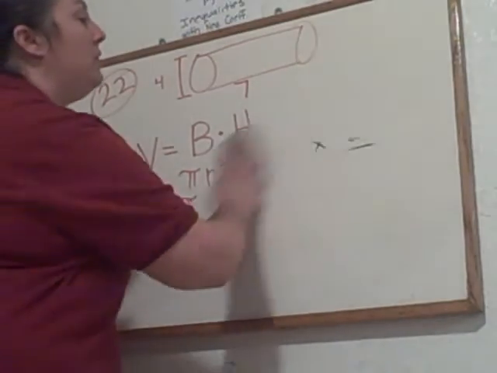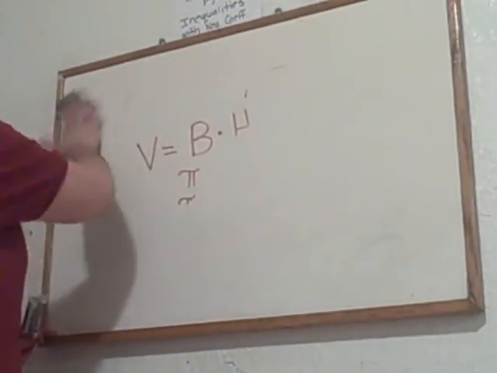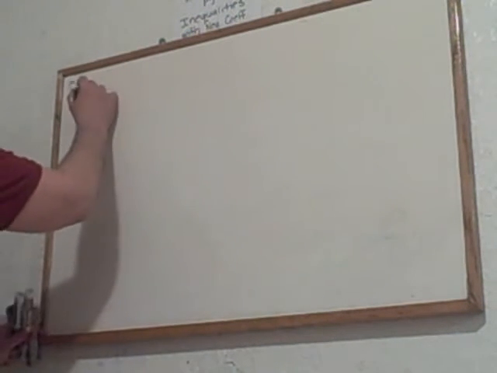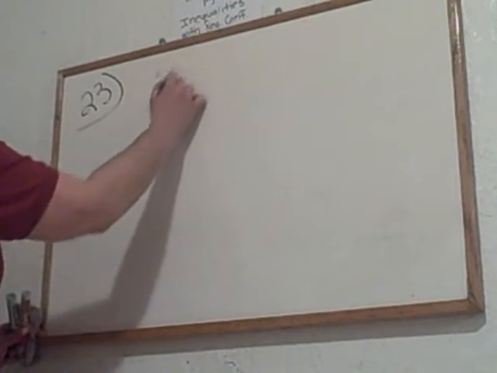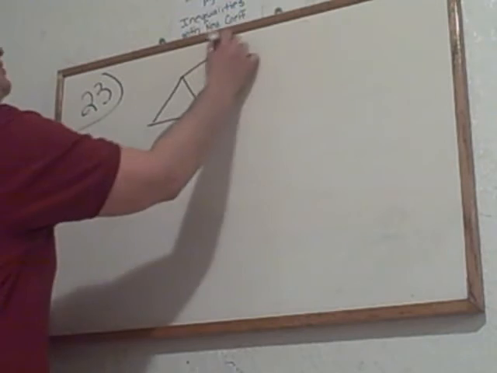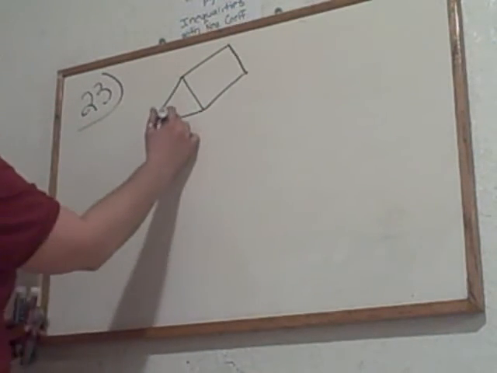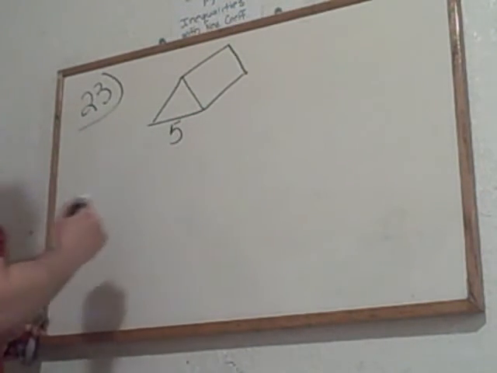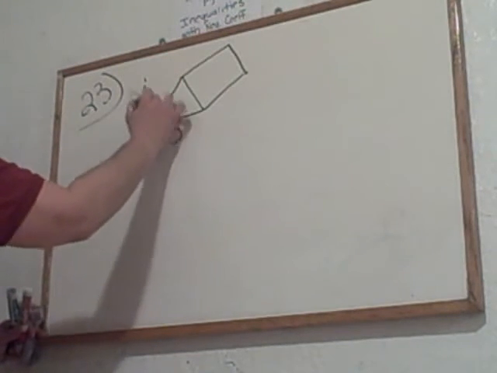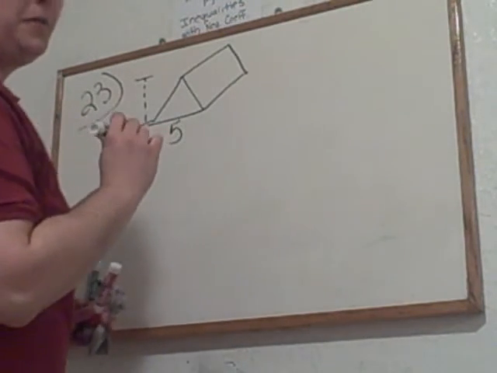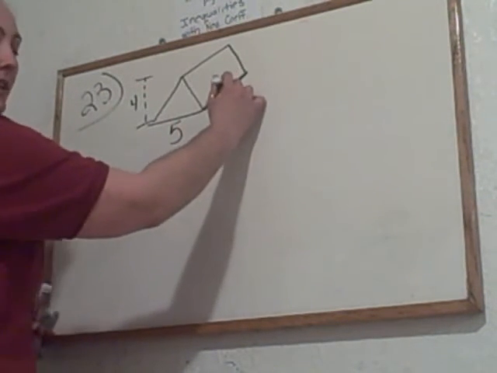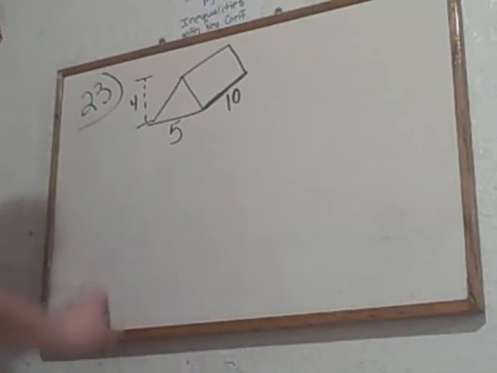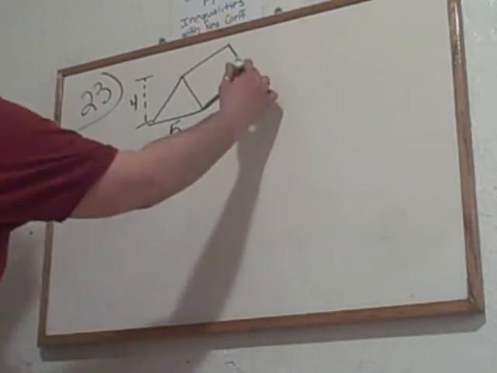The last example is number 23 that we'll do together. It presents us with a triangle prism. The triangle that is given to us has the dimension of 5 as its base, and it's giving me this height over to the side of 4. And it's given me that the height of the solid is 10. And in this problem, we are in the unit of millimeter.